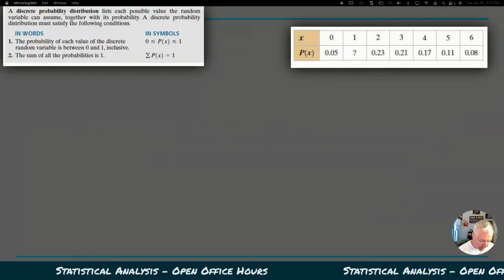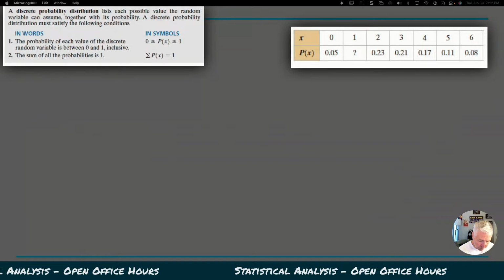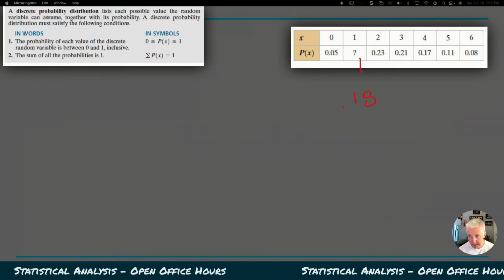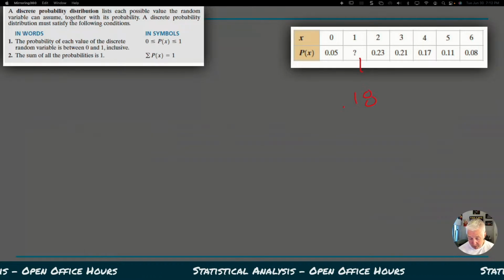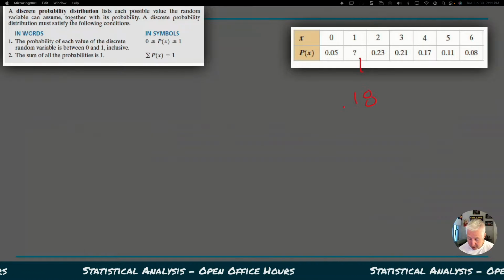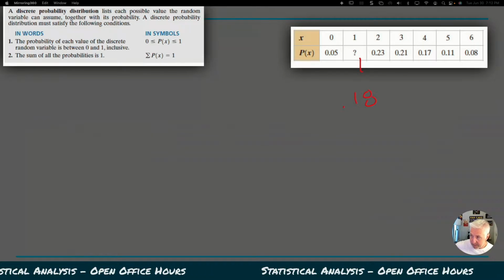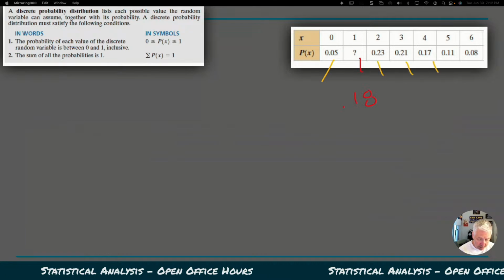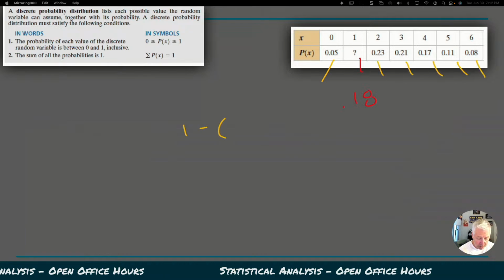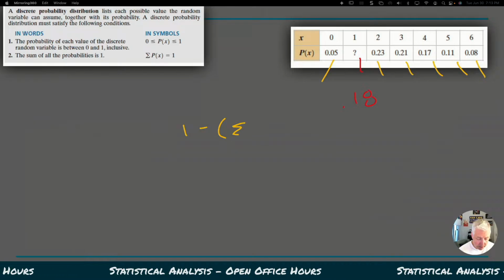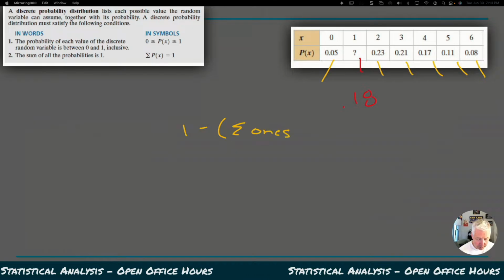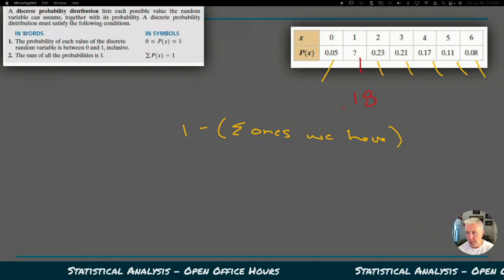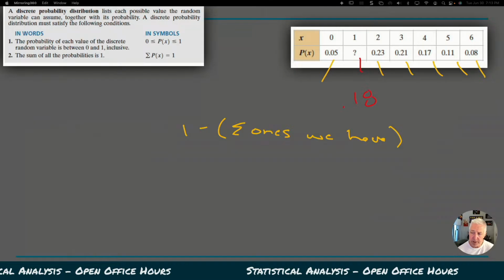So it looks to me like this is 0.18, my missing probability. So 0.05, 0.23, 0.21, 0.17, 0.11 plus 0.08. Yeah. So I added this one to this one to this one to this one to this one to this one, and I took 1 to subtract the sum of. This is not a formula, but the ones we have, and I get 0.18. So similar to the previous that we just did.